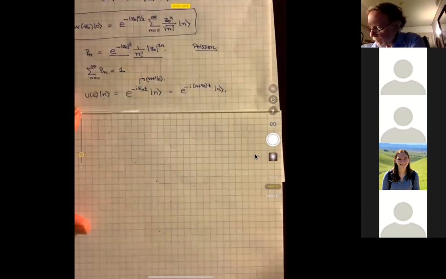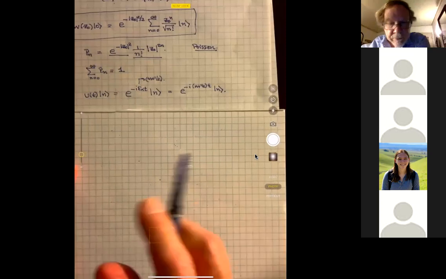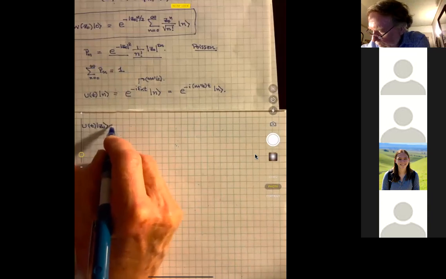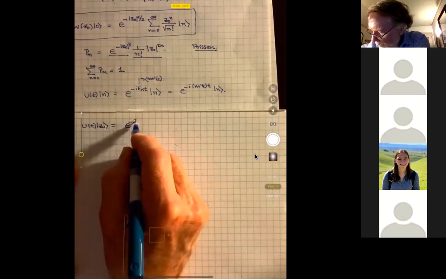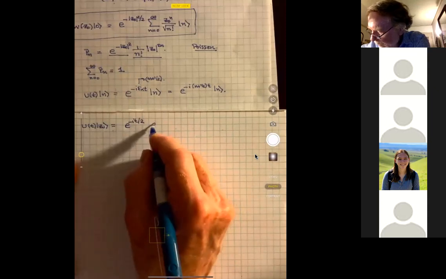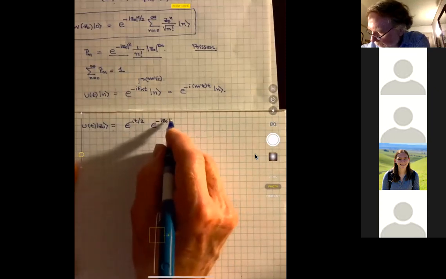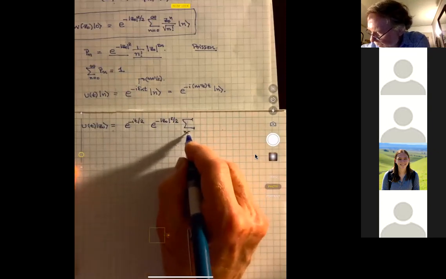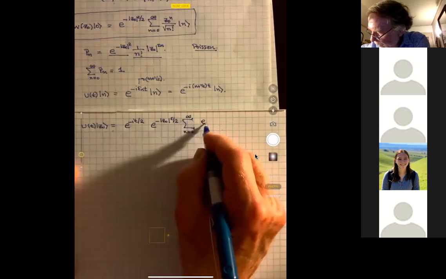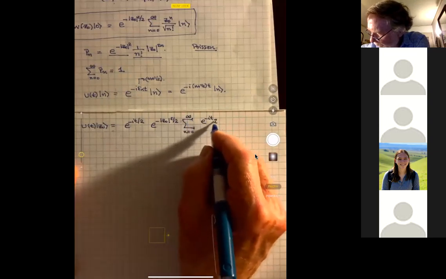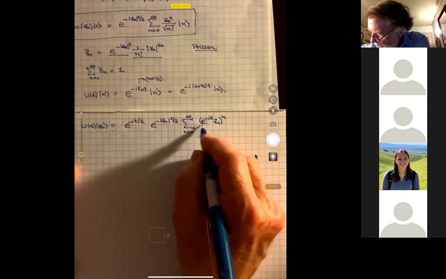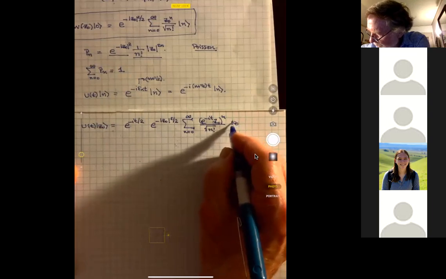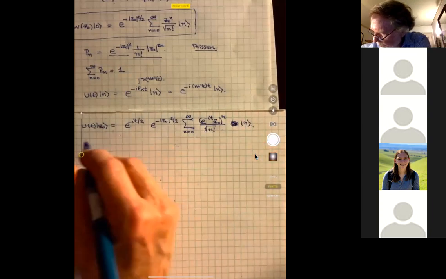If I do that, then here's what we find: U of t applied to Z0 is equal to e to the minus it over 2. Then we have the e to the minus mod Z0 squared over 2. That's the C factor that didn't change. Then we have the sum n equals 0 to infinity of e to the minus it times Z0 quantity raised to the nth power, divided by the square root of n factorial, times the state n. So that's what we get when we do that.